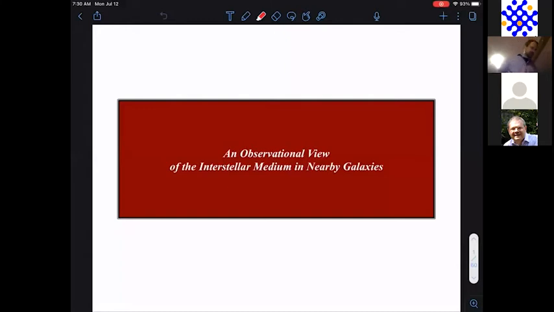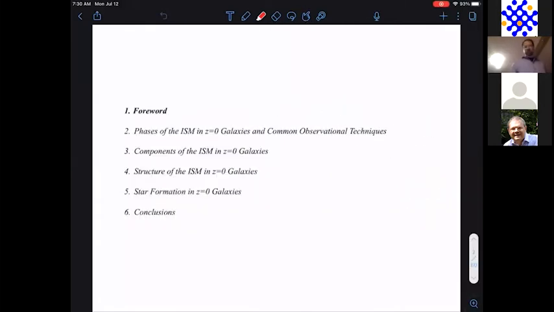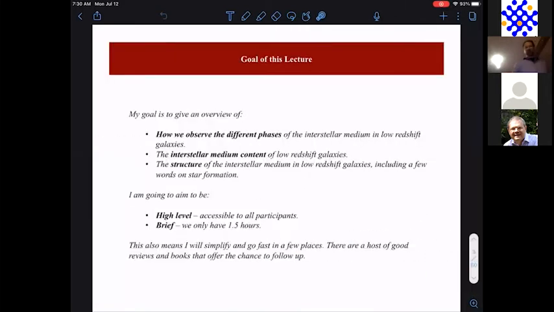So I am excited to get a chance to kick things off here, and my assignment is to give you an observational view of the interstellar medium in nearby galaxies. So I'm going to go through things in roughly this order, and let me give you how I interpreted the directive to talk about the interstellar medium of nearby galaxies.